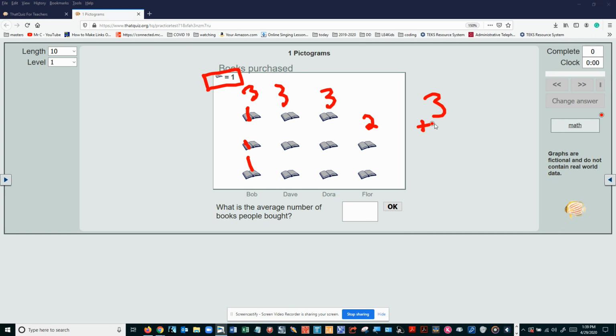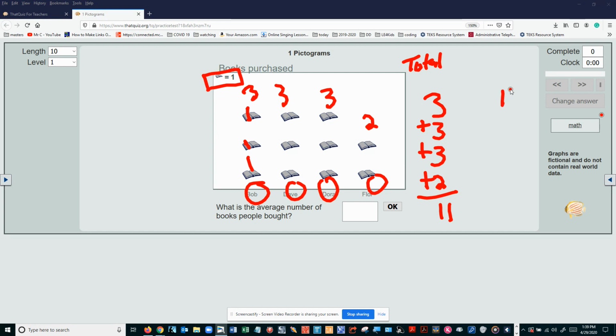We're going to do 3 plus 3 plus 3 plus 2. That gives us the total, which is 11. And then how many groups do we have? 1, 2, 3, 4. There's 4 groups. So we're going to take the total divided by the groups. 4 going to 11, it won't go 3 times, that would be 12. So it'll go 2 times. 2 times 4, we know is 8. Subtract that out. We know that we have 3 left over.